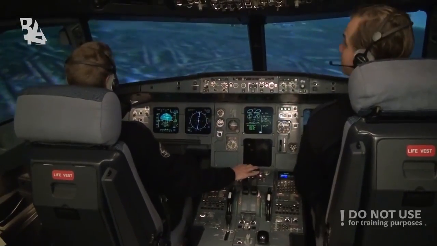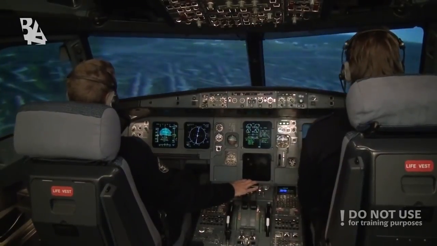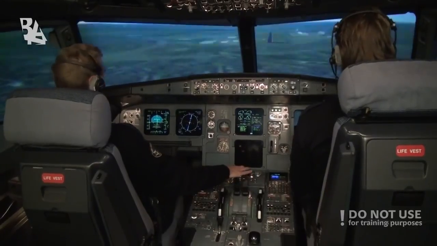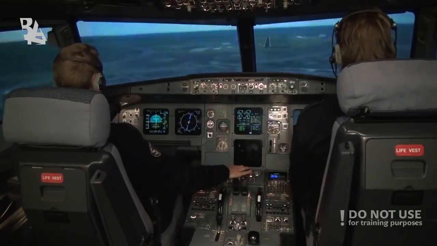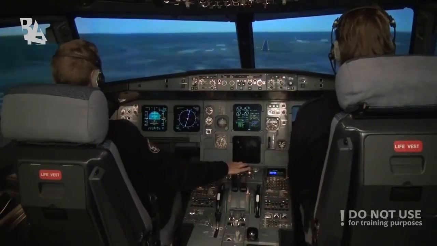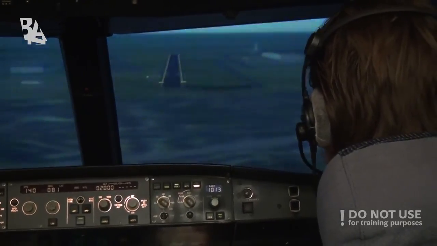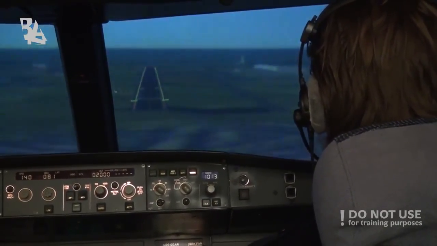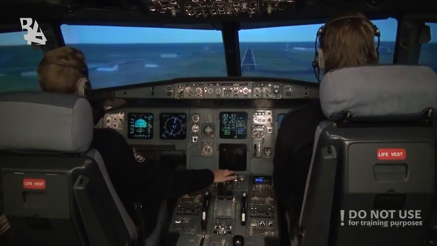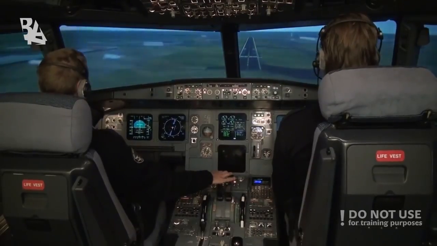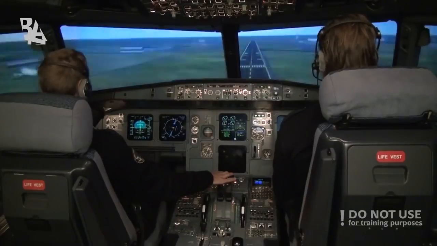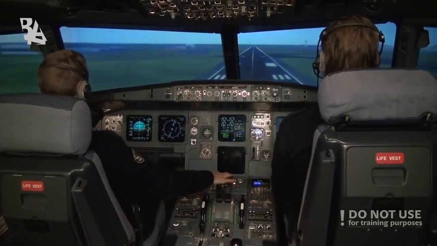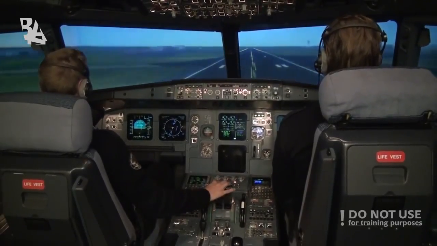Landing checklist. Cabin crew. Auto thrust. Speed. Auto brake. Low setting. ECAM memo. Landing no blue. Checklist completed. 500. Minimums. Continue. 400. 300. 200. Stable. 100. 50, 40, 30, 20, retard, retard, 10, 5.